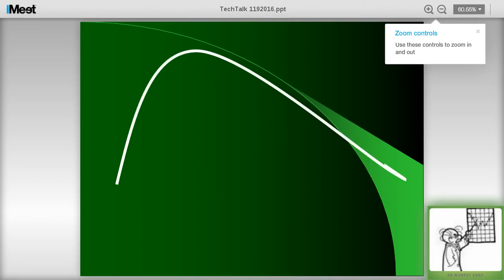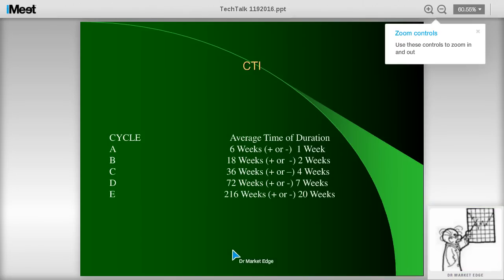Let me go back here to what I wanted to show. These are the actual cycles that we use, the 5 cycles A, B, C, D, and E. And currently we are bearish on A, B, and E, and cycles C and D are bullish, which is going to give us the flip. Cycle A is about 6 weeks, plus or minus a week. Cycle B is 18 weeks plus or minus 2 weeks. Cycle C is 36 weeks. D is 72. E is 216 weeks, which comes out to about 4 years, maybe 4.5 years.